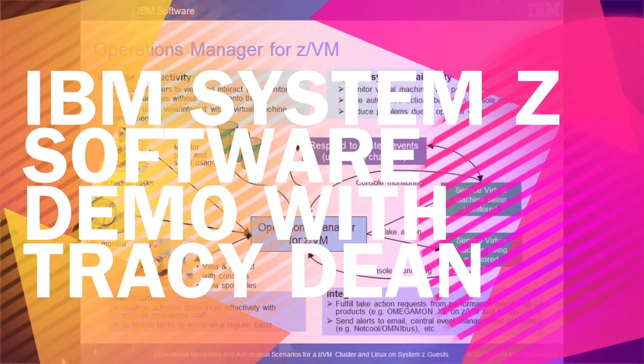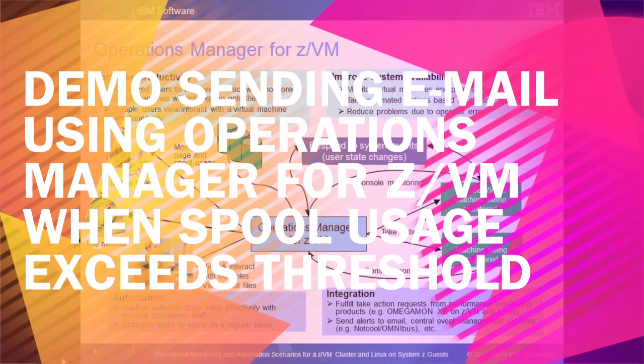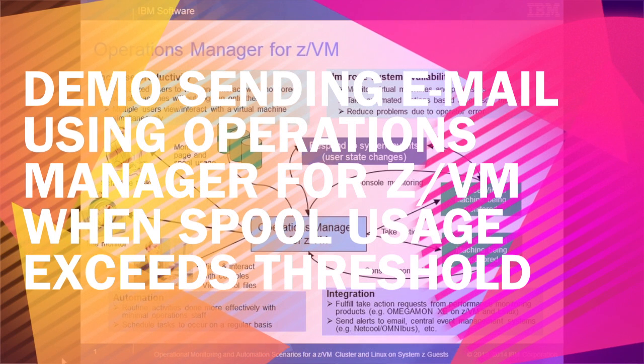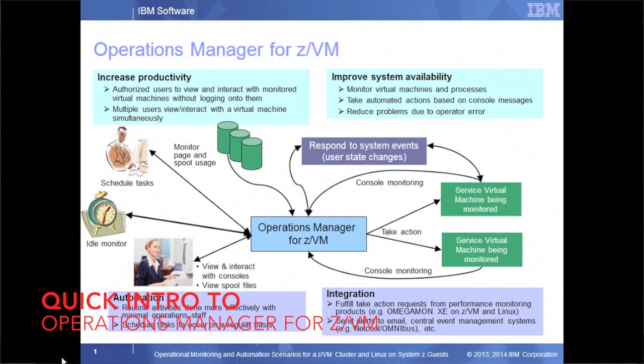Hi, this is Tracy Dean at IBM, and today I'm going to show you a demo of using Operations Manager to send an email when the spool usage reaches a certain threshold. So let's first start with a quick introduction to Operations Manager.